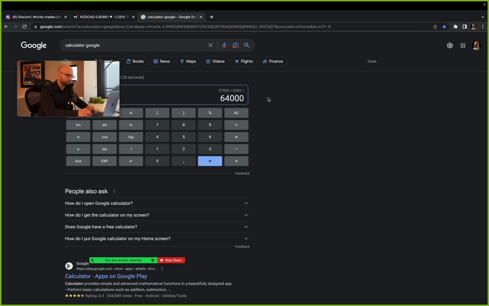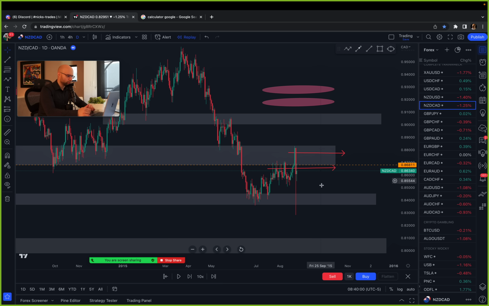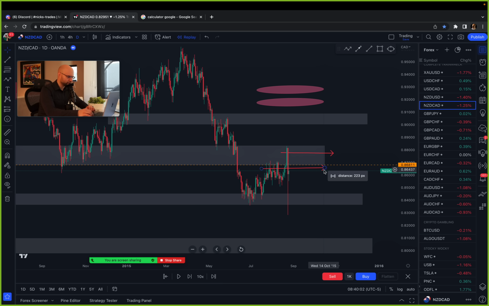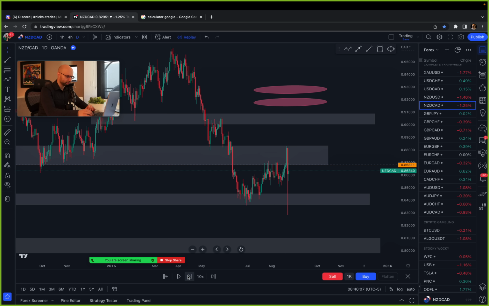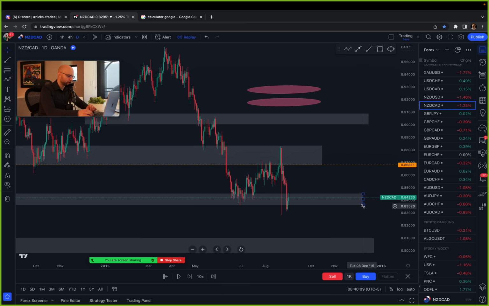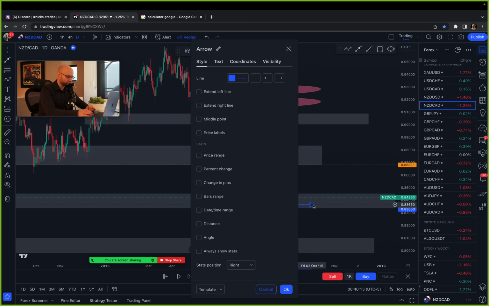So the account is compounding nicely to 64K. So that's that. Now what we'll do is wait for price to get to the next zone, and we'll do the same thing. We'll sell at resistance or we'll buy at support. So it comes back here into the support zone. So let's buy. We're going to start a position here.